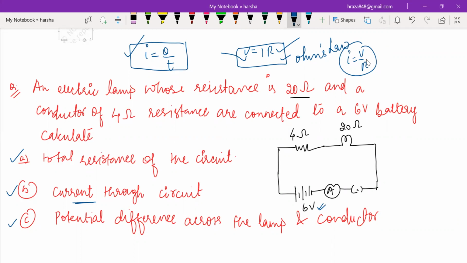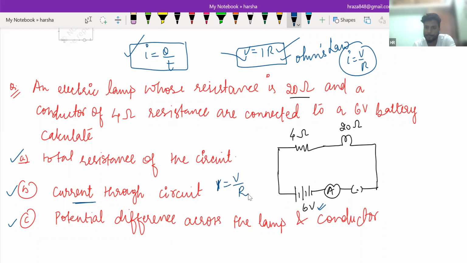Sir, B part answer is 4 ampere. 4 ampere is very, very wrong answer. What you just did, we are going to find the current through the circuit, right? So V is equal to IR and I is equal to V upon R, right? Then this R will be the equivalent resistance. Are you getting my point?